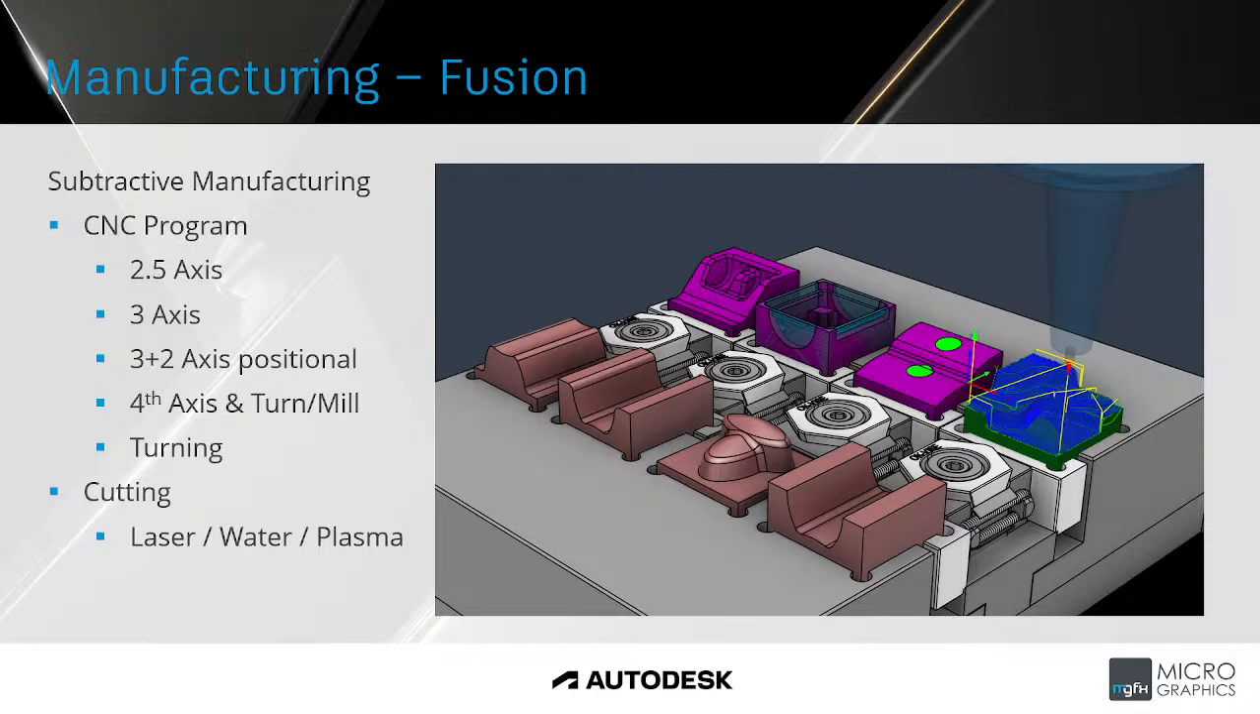It also has turning for CNC lathes and cutting for laser, water, and plasma jet machines. So Fusion will allow you to open up files that were either designed in Fusion or even within Inventor, or files from other packages as well. So there's a lot of interoperability with Fusion, being able to open up designs from other packages and then program for machining.